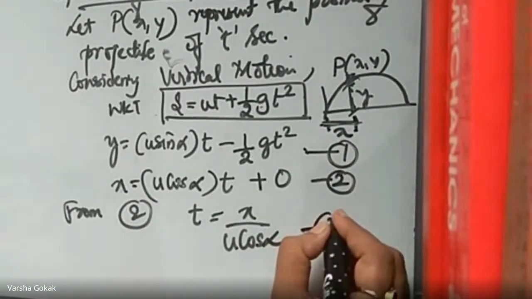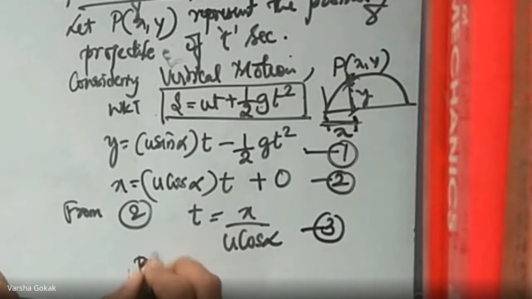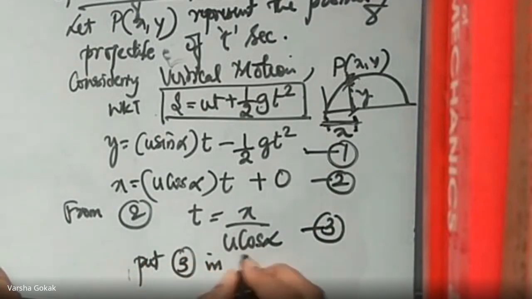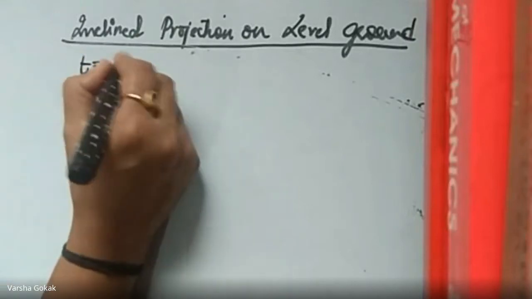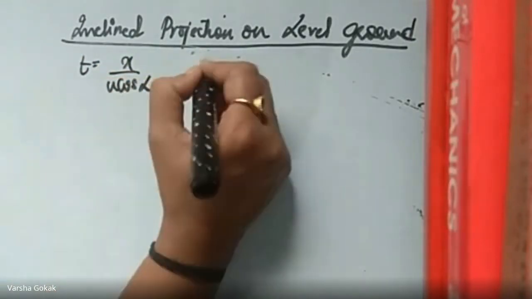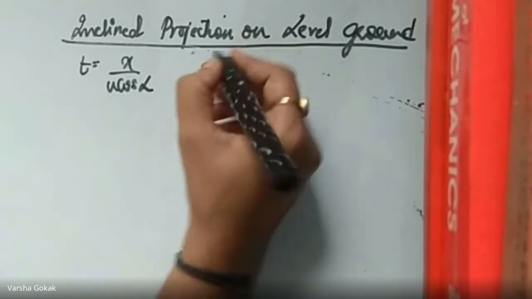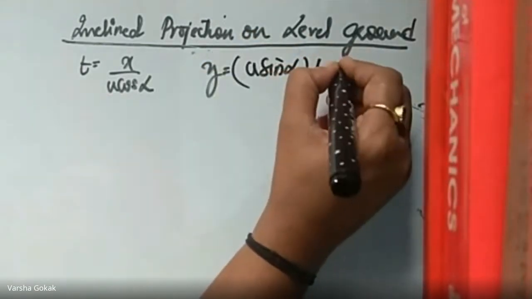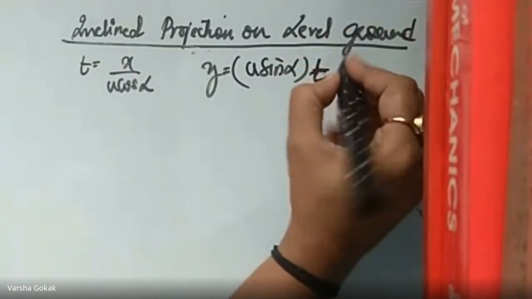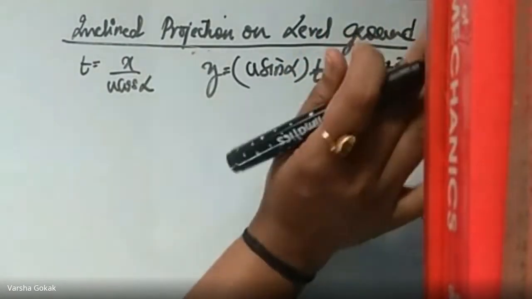I'll call this equation 3, and put this equation 3 in your equation 1, that is the first equation. I will substitute the t value in this equation now. I'll just erase the top part and write those values. So we got the t value, which is x divided by u cos of alpha, and the y equation is u sine of alpha into t minus half gt square. This is our equation, correct?